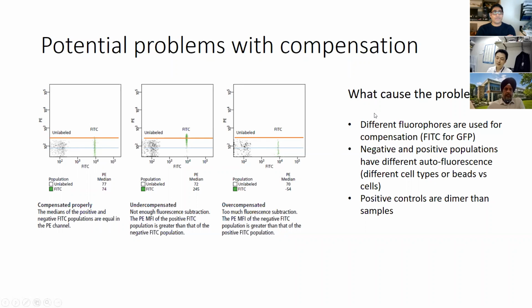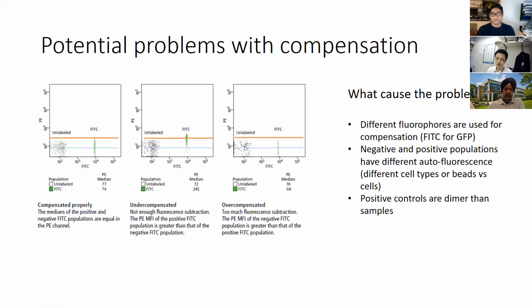So what can cause the problem? Either overcompensation or under-compensation. People use a different fluorophore for compensation. For example, their experiment's positive cells are GFP, but they use FITC for compensation. That will cause a problem.